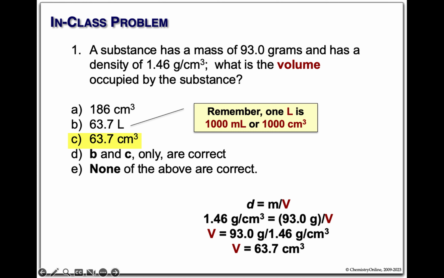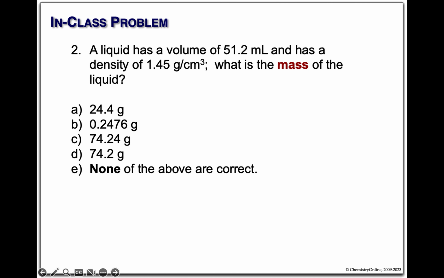Another one. We're looking for the mass. We have 51 milliliters, and here's our density. Let's do this with given ratio find. Our given is our volume. This is our ratio. Cubic centimeter and mil are the same thing, so that works. It's our given, there's our ratio, cancel it out, multiply, we get our mass.